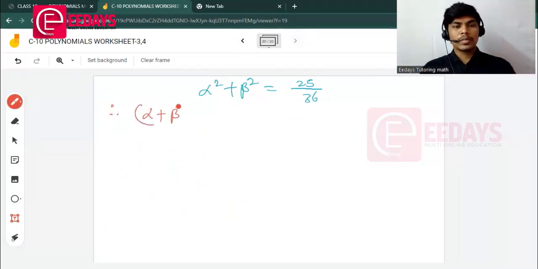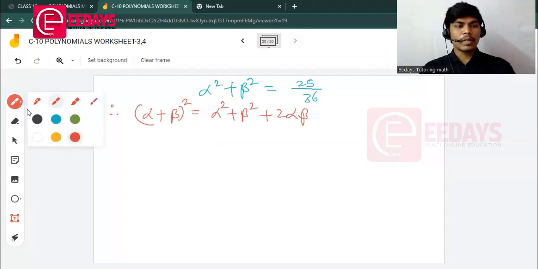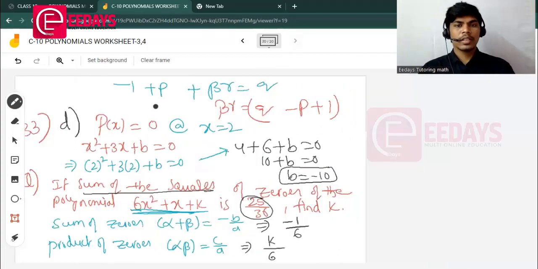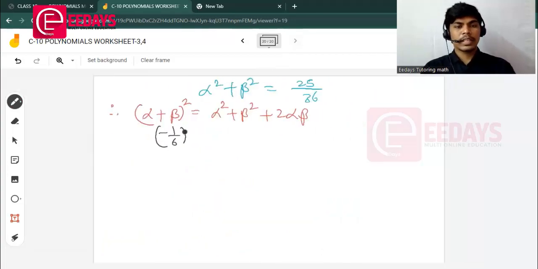So (a plus b) whole square is nothing but a square plus b square plus 2ab. I think everyone knows it, right? Here a is alpha and b is beta. Alpha plus beta, they given minus 1 by 6. I'm substituting here minus 1 by 6, we get.